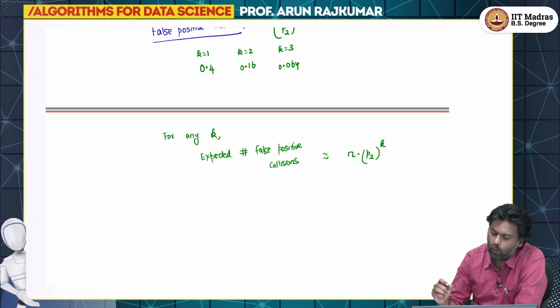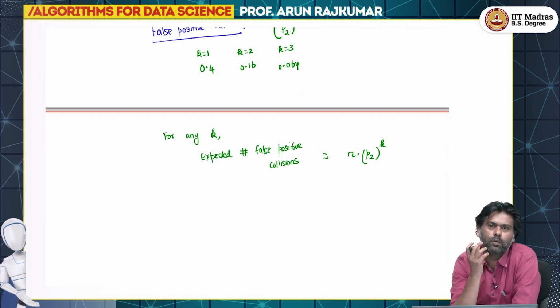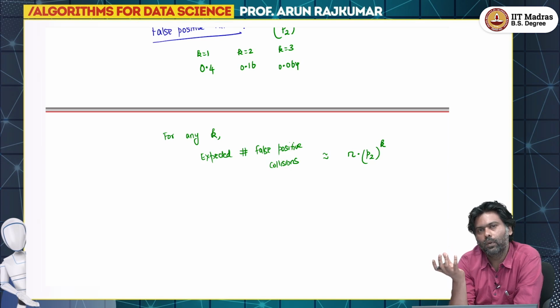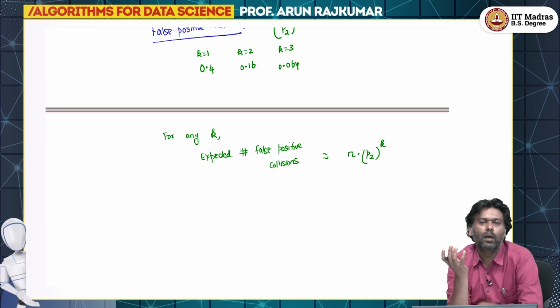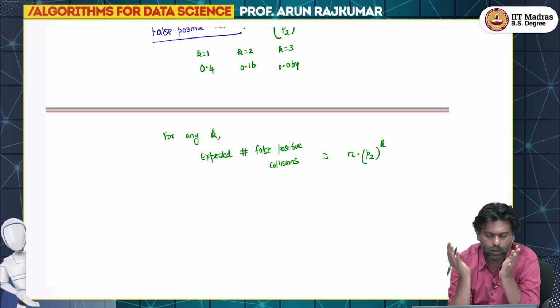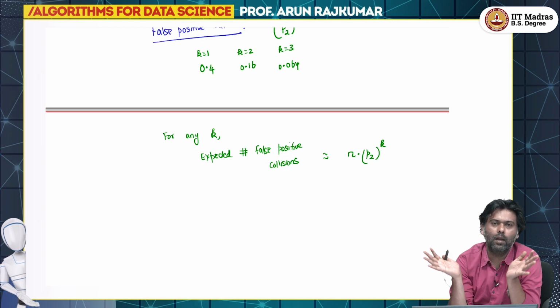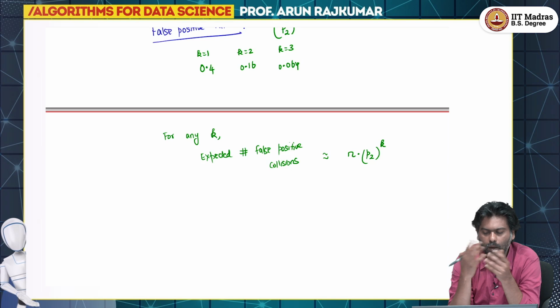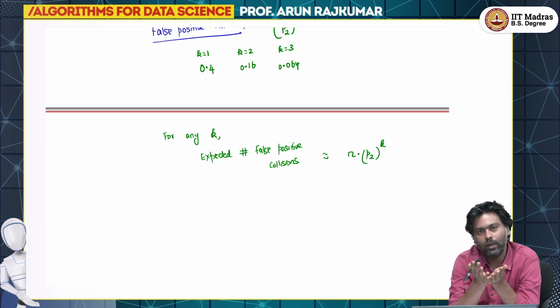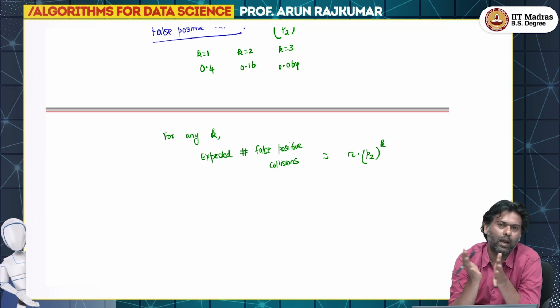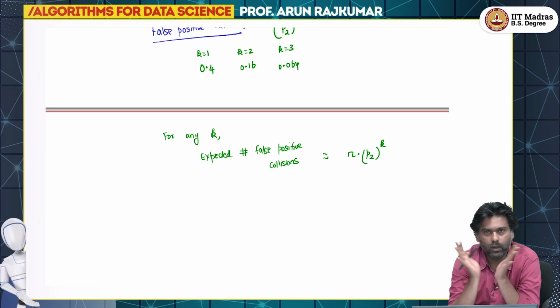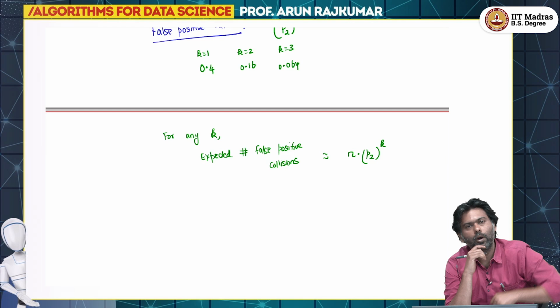Now, what do I want this to be? I want this to be a constant. I do not want the number of bad guys to depend on n at all. The number of bad guys that I would see on average should be some constant. If it is 10 it is okay, if it is 5 it is okay, if it is 1 it is okay. It should not depend on the number of points that I have.